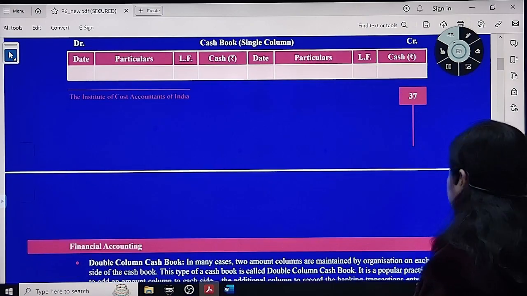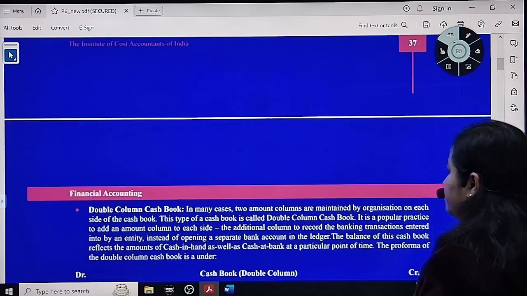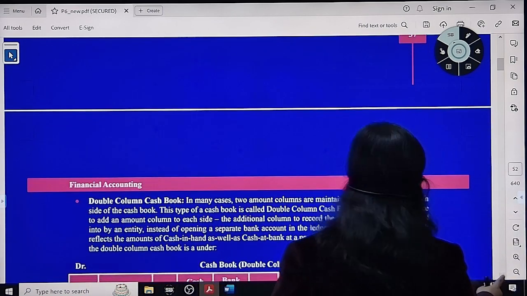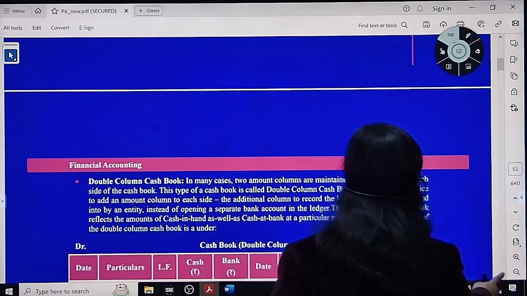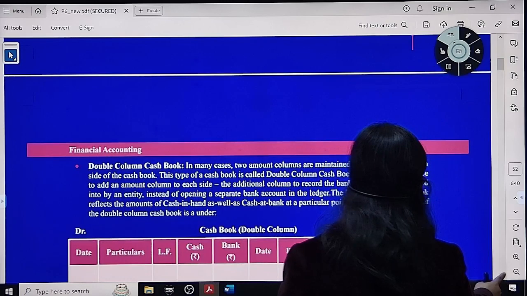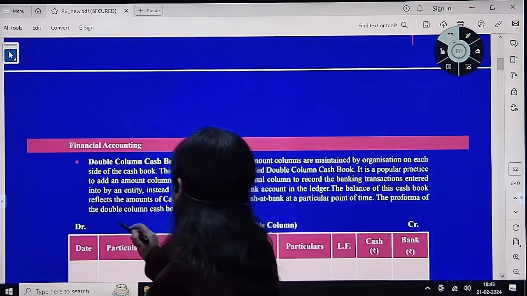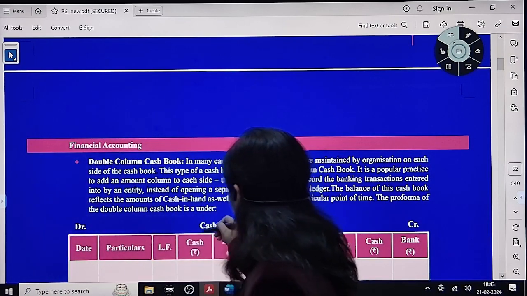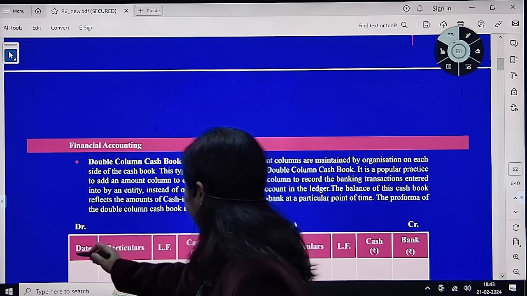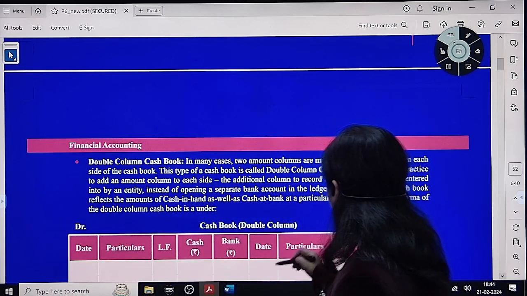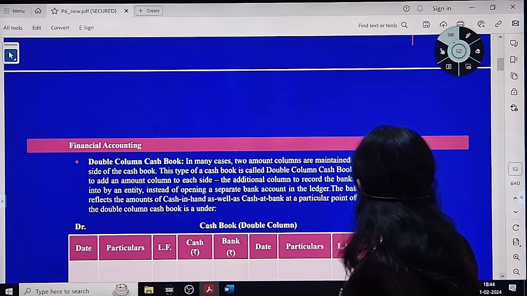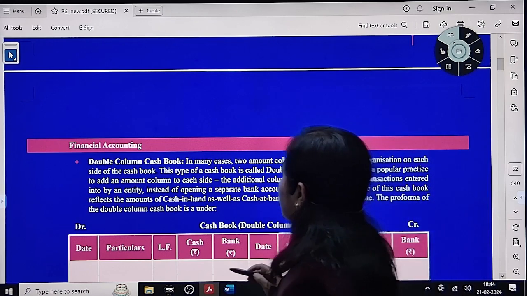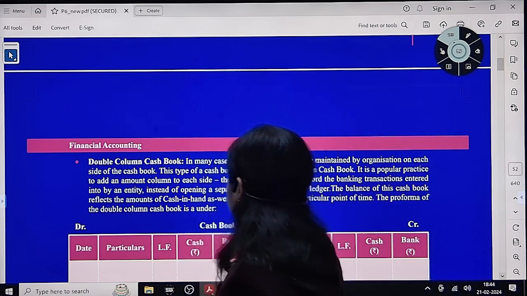Now we'll move on to the next category of regular cash book, that is the double column cash book. The name itself suggests there are two amount columns, on both the debit side and credit side. On the debit side we have date, particulars, ledger folio and two amount columns, cash and bank. Then on the credit side, date, particulars, ledger folio and two amount columns, one for cash, one for bank.